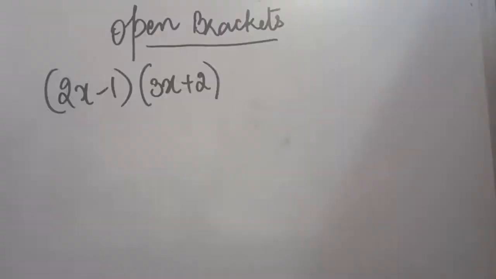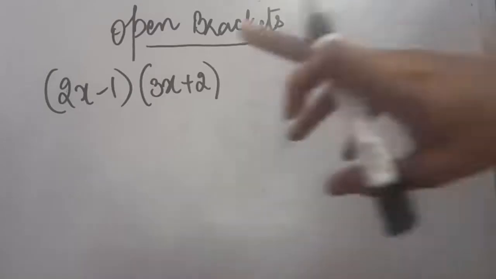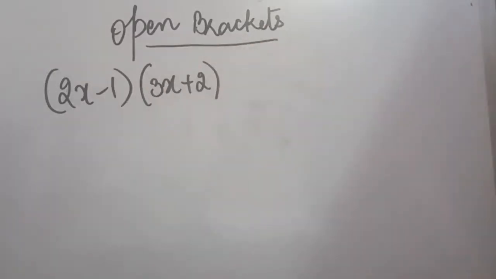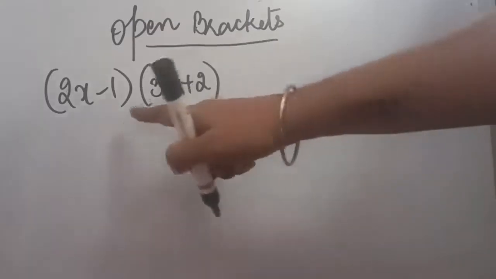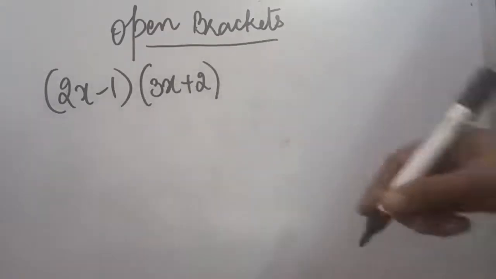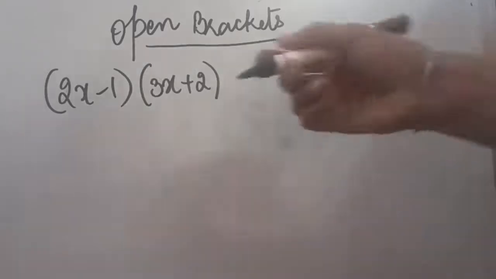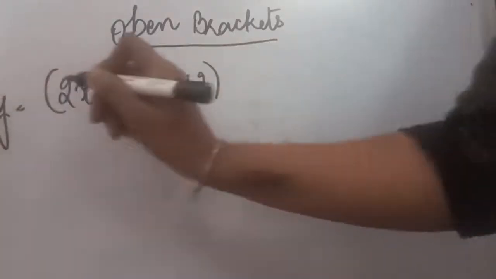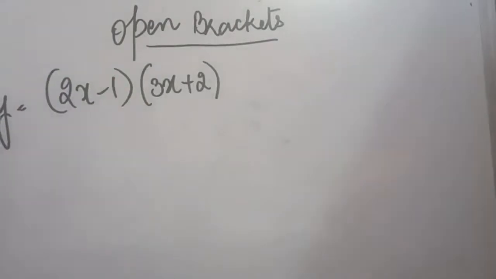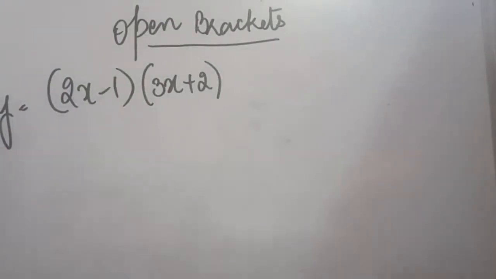So the second category of questions in derivatives can be "open brackets first." When brackets are given and you want to solve it with a simple method of derivative, our first task is to open the brackets. When we open the brackets, it will be converted into a simple question and then we can easily take the derivative. So just taking this function equal to y, we will open the bracket.